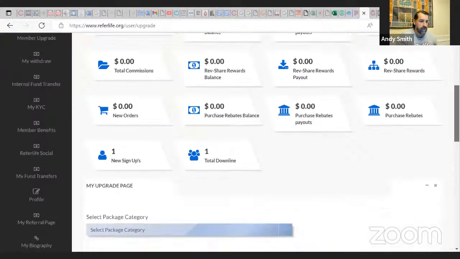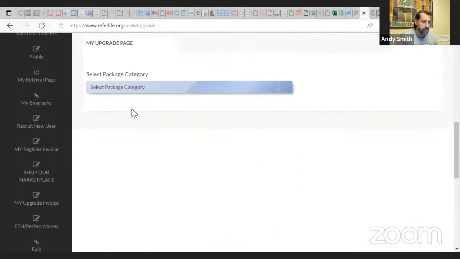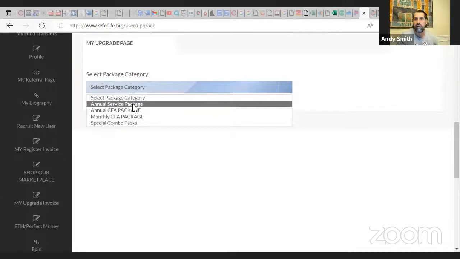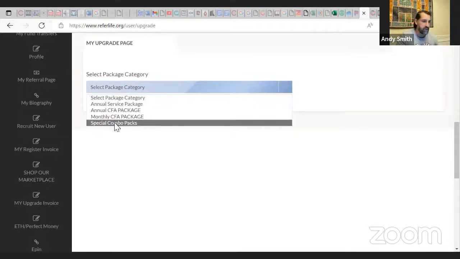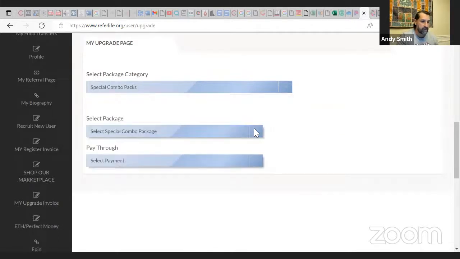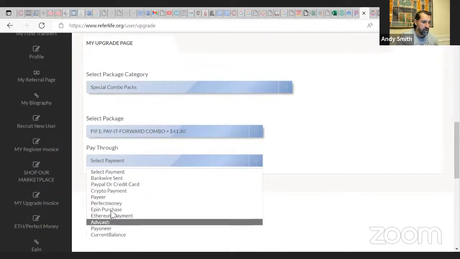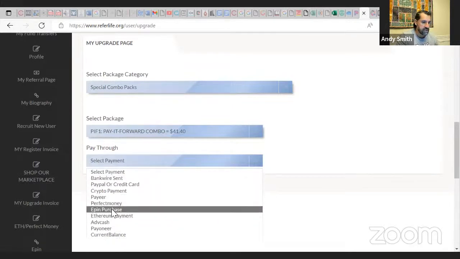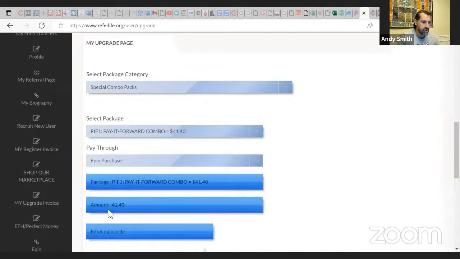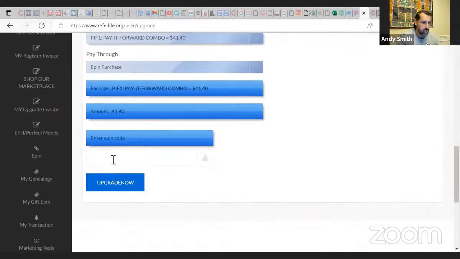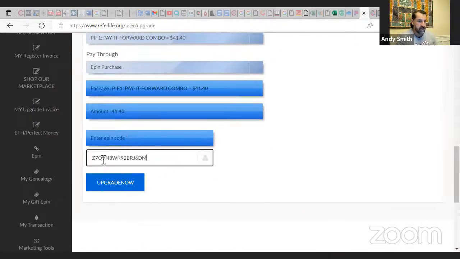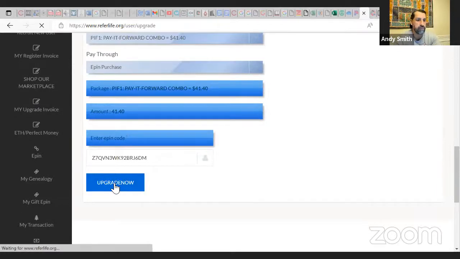And we go to member upgrade and we go down here. Now this account is nobody's account right now. It's just an account that's being upgraded. The account that we're going to be looking at is the one right above it. So if you look here, select the payment, it says ePIN. Okay. I'm going to paste the ePIN in here, and then I'm going to hit upgrade.